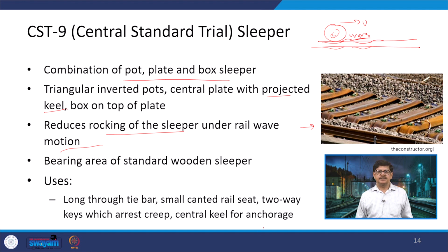Now, regarding the bearing area of the standard wooden sleeper, in the CST 9 also it was designed in such a manner that a similar bearing area was available, and that means there was a better transfer of loads from the rails to the ballast cushion. And in terms of components, there is a long through tie bar, a small canted rail seat, two-way keys which arrest the creep, and the central keel for anchorage, as I said. So, these are some of the components which have been used along with the sleeper.